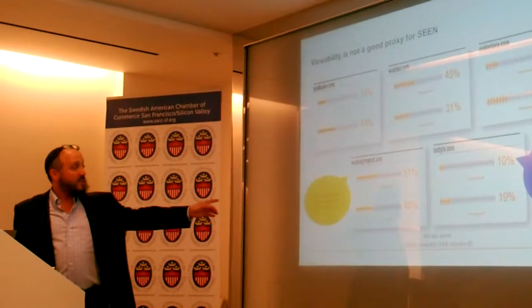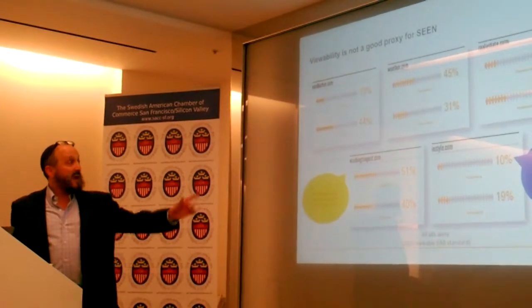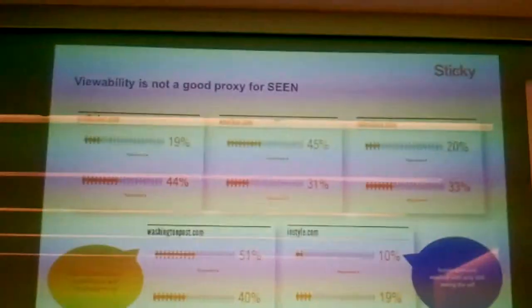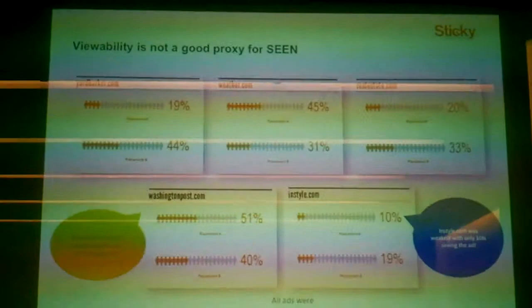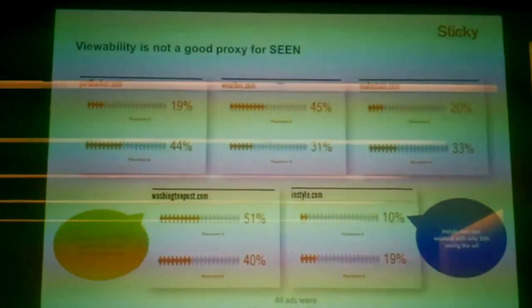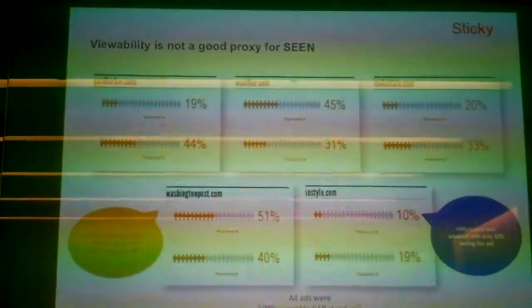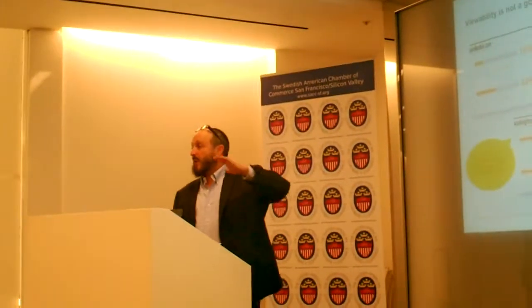And this is just another example. Washington Post was the strongest at 51, and InStyle 10%. So if you're a brand, you're going to stop using InStyle. And if you're Washington Post, you might be able to raise your CPMs. And if you're InStyle, you may want to reevaluate how your site's laid out. So even if you're not winning, you can use it for your benefit to improve.